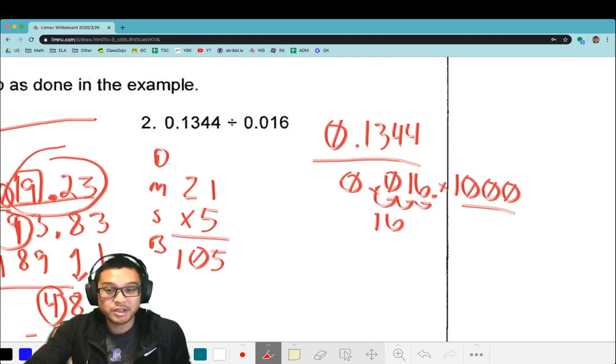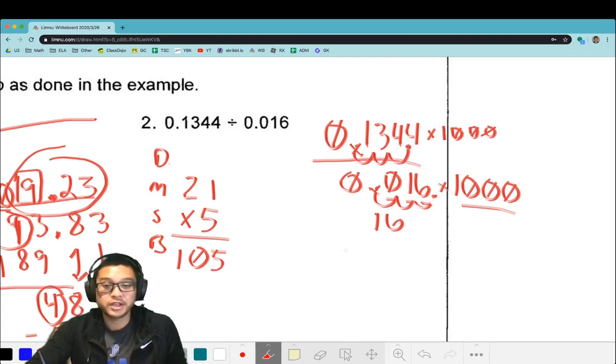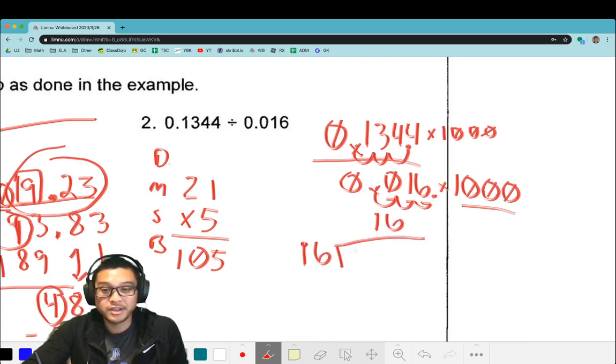We must do the same thing up here too. Got to move this 3 times. So we're going to multiply this times 1,000 as well. Move it over 3 times. 1, 2, 3. Notice we don't get a whole number for the numerator, but that's okay. So when we rewrite this, we get 16 on the outside as our divisor. And then on the inside, our dividend, we get 134 and 4/10.